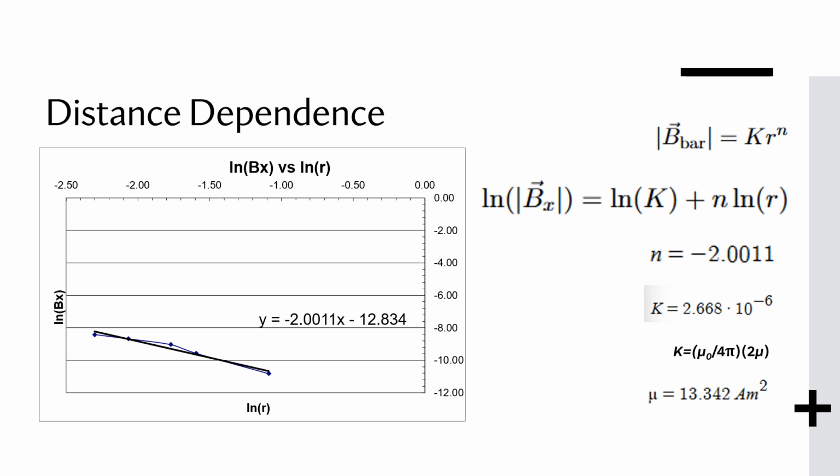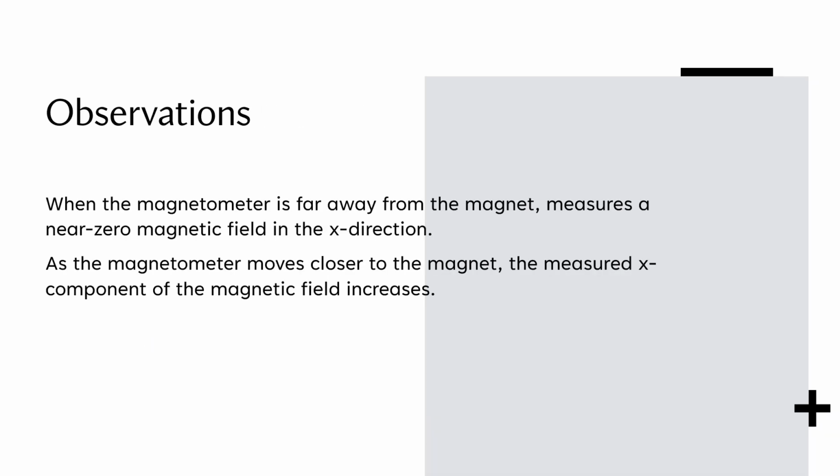Notice here that for n, we got something that is more similar to a point charge, which most likely means that we made a mistake when doing our experiment. During our experiment, the observations that we made were that when the magnetometer is far away from the magnet, it measures a near zero magnetic field in the x direction, and as the magnetometer moves closer to the magnet, the measured x component of the magnetic field increases.